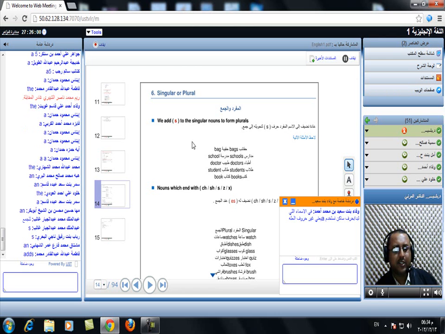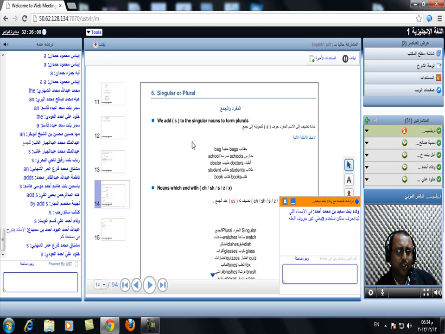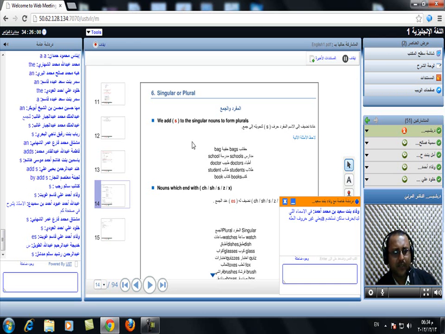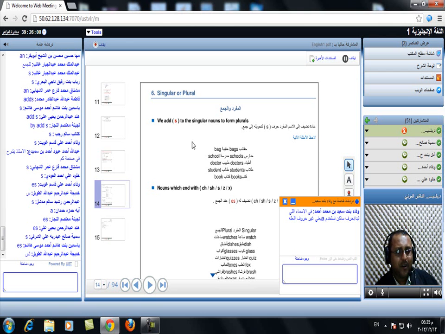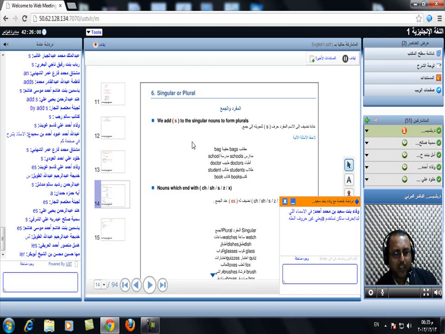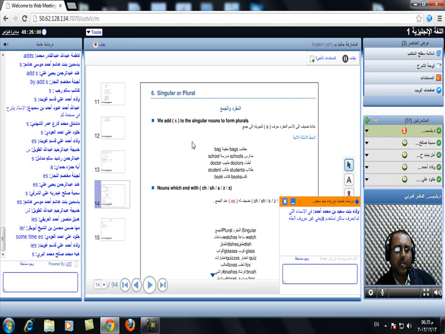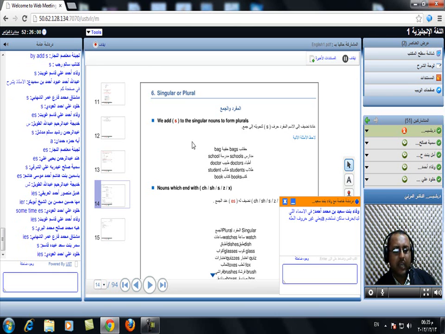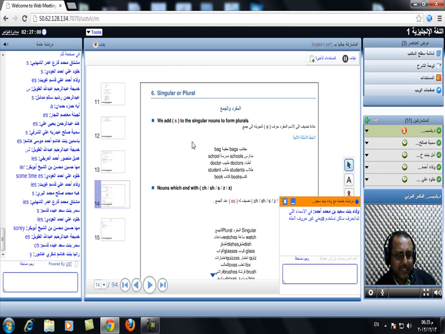Very good, Abdul Malik. So yes, we have to add S. Okay, just S, or sometimes we add another thing. ES. Very good, Wafa. So either S, ES, or IES. Very good, Hadil. So no, it's not IER, Maha. You know, IER is used for comparatives and superlatives. So either add S, ES, or IES. Now, can you tell me when should we add IES? When should we add IES?